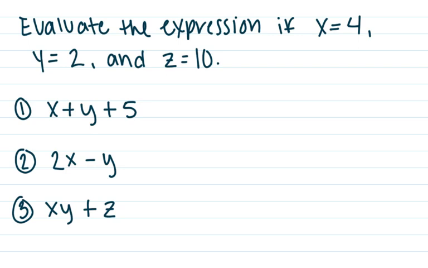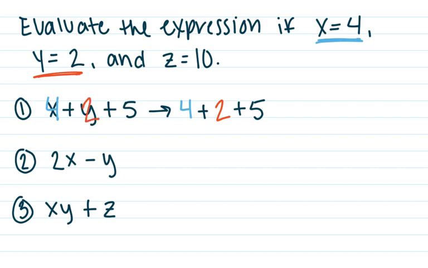It says evaluate the expression if x equals 4, y equals 2, and z equals 10. So in my first problem here, I have x plus y plus 5. Well, they told me that x equals 4. So instead of writing x here, I'm going to write a 4. They told me that y equals 2. So plus 2. And then the last part is just plus 5. That was part of the expression. So again, I took this x out and put a 4. And I took this y out and put a 2.